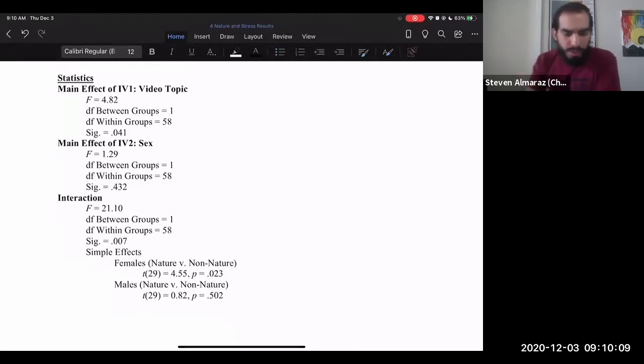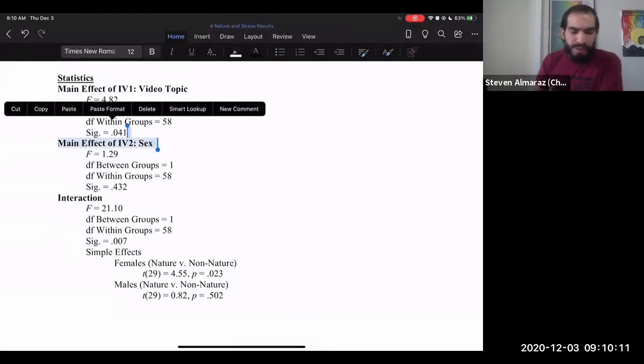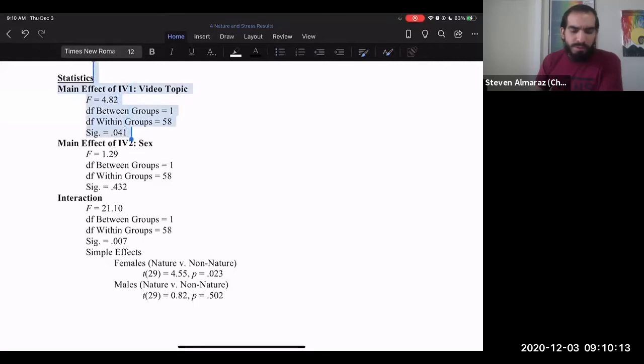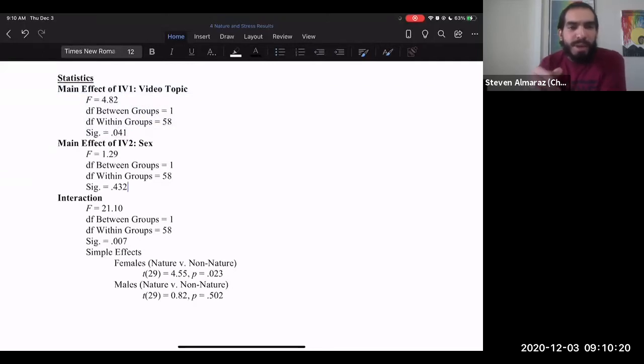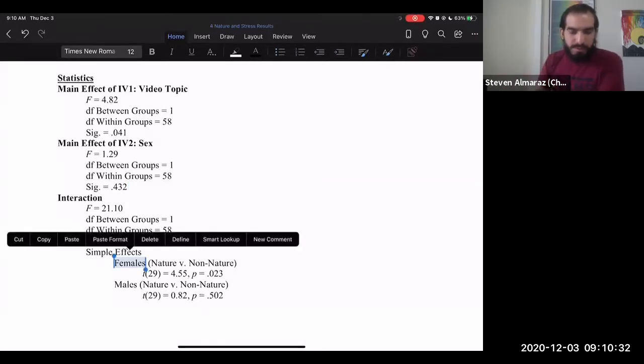The first one is the main effect of IV1. The second one is the main effect of IV2. The third one is the overall interaction. Was there a significant interaction? The fourth one is down here.